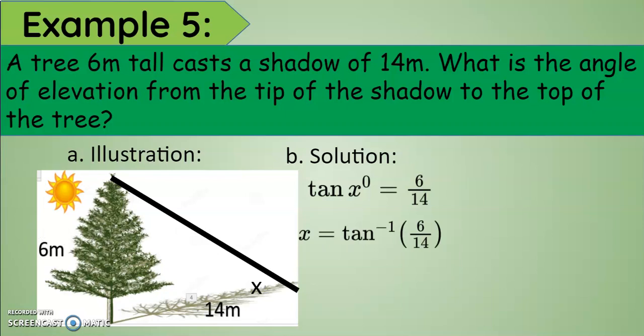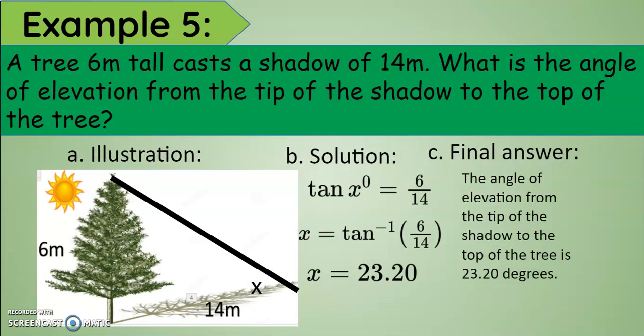So again, using your scientific calculator, we have now 23.20. So your final answer will be the angle of elevation from the tip of the shadow to the top of the tree is 23.20 degrees. So that is now all about angle of elevation and depression.